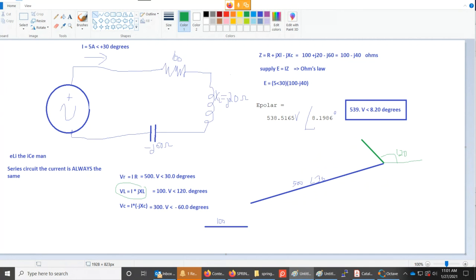Okay. Now VC, I'll do VC in red. And VC is going this way, 100, that's 100, 200, 300. Again, this isn't to scale, unfortunately, because if it would allow me to rotate it to something other than 90 degrees or 180 degrees, I could do this. But this is at minus 60 degrees.